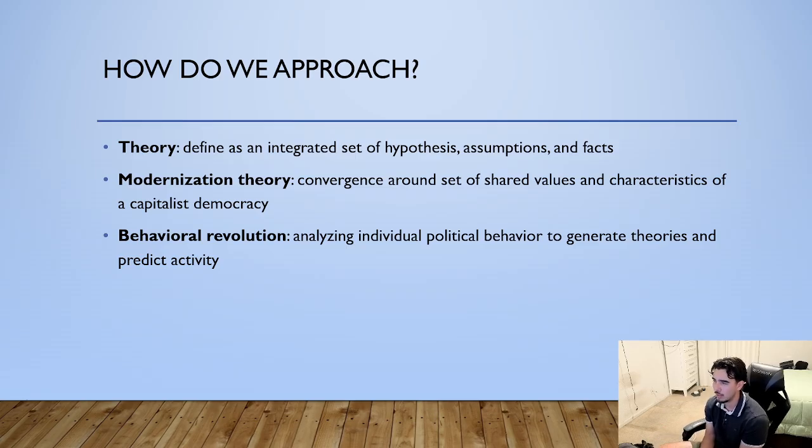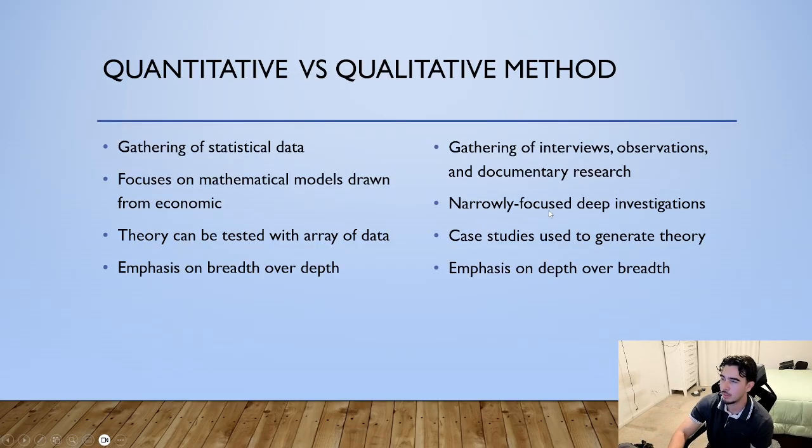Now, we keep going through this. There are theories, obviously. Theory is defined as an integrated set of hypotheses, assumptions, and facts. Modernization theory is a convergence around a set of shared values and characteristics of a capitalist democracy. Behavioral revolution is going to be analyzing individuals' behaviors to generate theories and predict activity on what would lead to the future within that government. Typically, these set values and characteristics are something that are created over time.